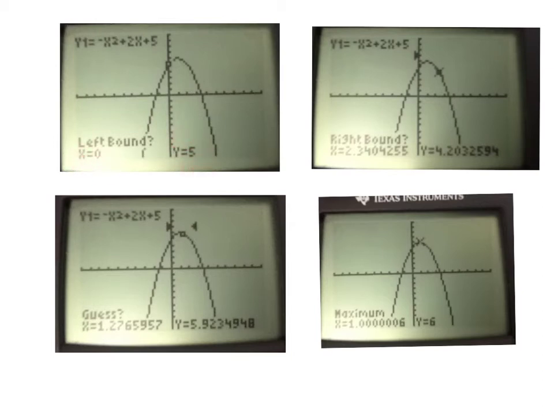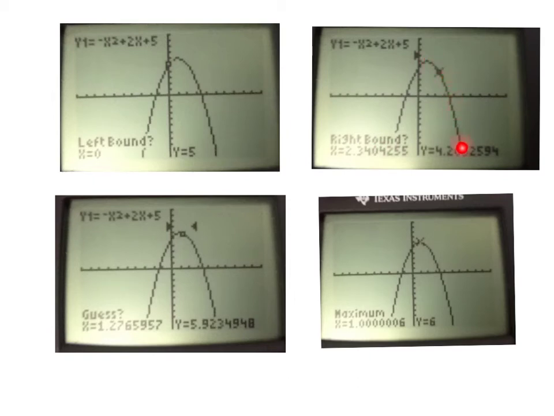And I need to decide, is this point to the left of where I think this function's maximum point is? So I think that is to the left. Anything on this side would be to the left. So I can press enter anywhere on this side. As soon as I press enter, now it's going to ask me right bound. And I want to pick a point that is to the right of my maximum.